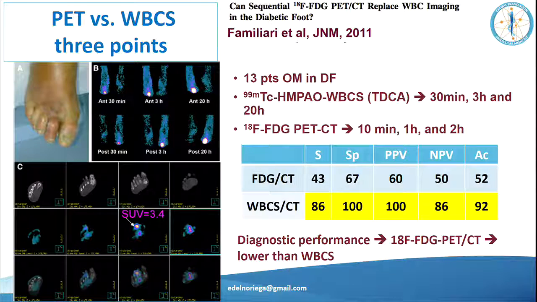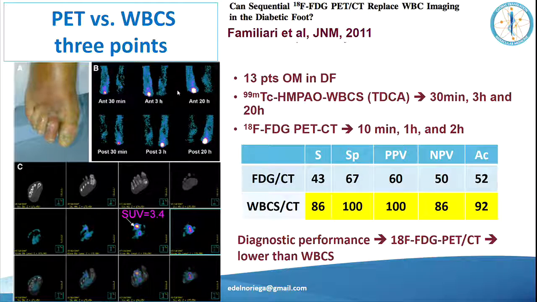But what if we perform three-time imaging on PET-CT? Well, in 2011, a group tried this and analyzed 30 patients, comparing a leukocyte scan and PET-CT at 10 minutes, 1 hour, and 2 hours. Here we can see an example of the lesion in the second one.